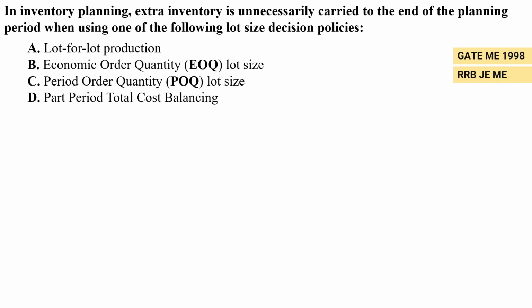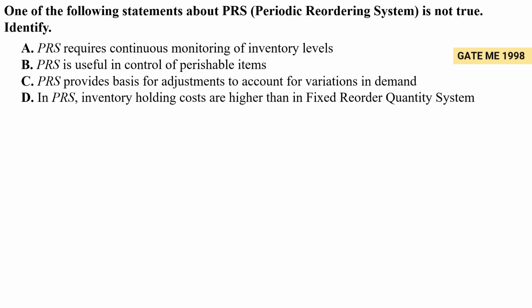Let's see the next question. In inventory planning, extra inventory is unnecessarily carried to the end of the planning period when using one of the following lot size decision policies. Obviously, option B is the correct answer. Economic order quantity lot size.